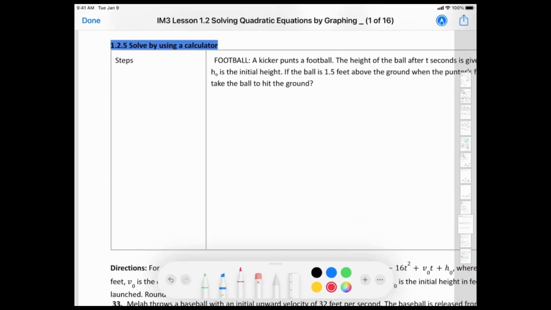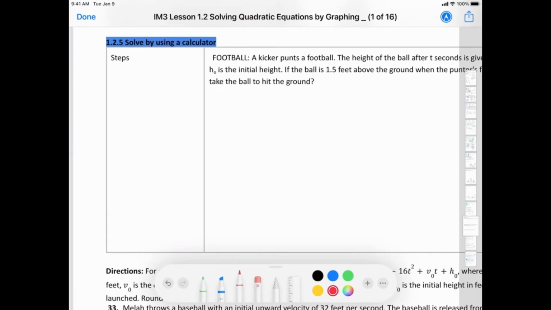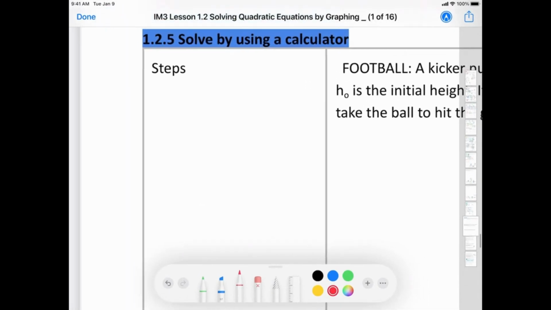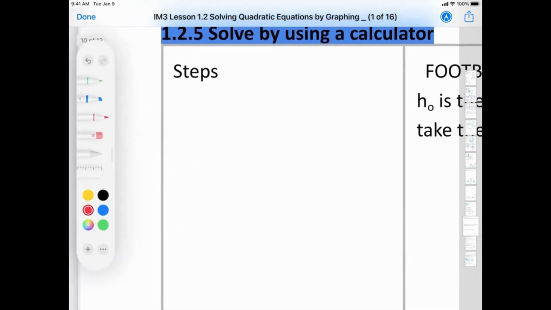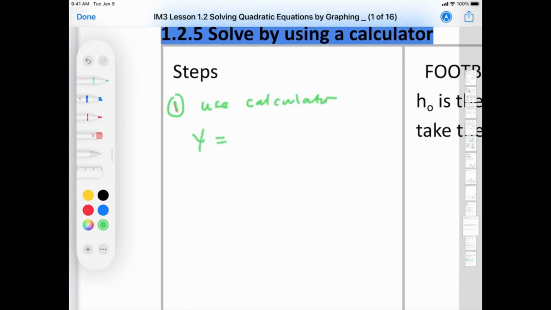Alright, math lovers, let's go to 1.25, solving by using a calculator. We're going to be doing some word problems. And the first thing we're going to do is the same thing. We're going to put this into our calculator, using the y equals button. And note that it has to be set equal to 0.